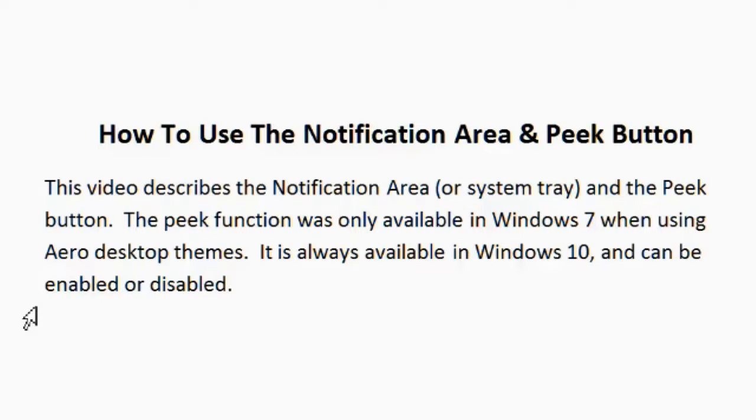How to use a notification area and peek button for Windows 10. This video describes the notification area or system tray and the peek button. The peek function was only available in Windows 7 when using Aero desktop themes. It is always available in Windows 10 and can be enabled or disabled.